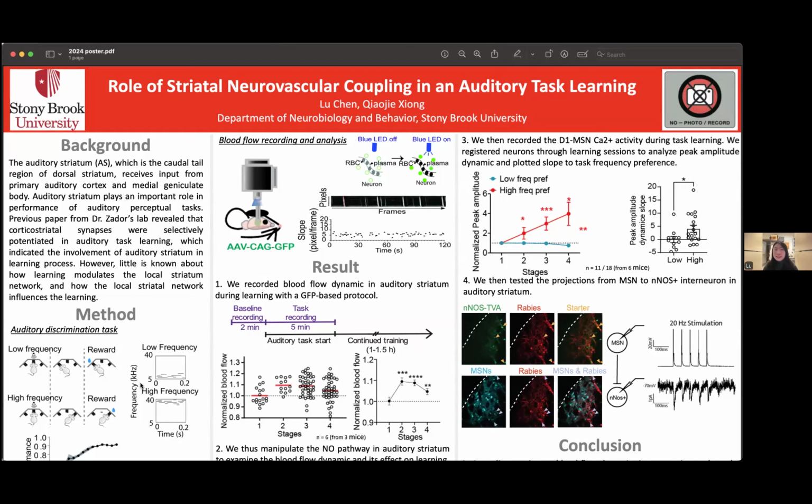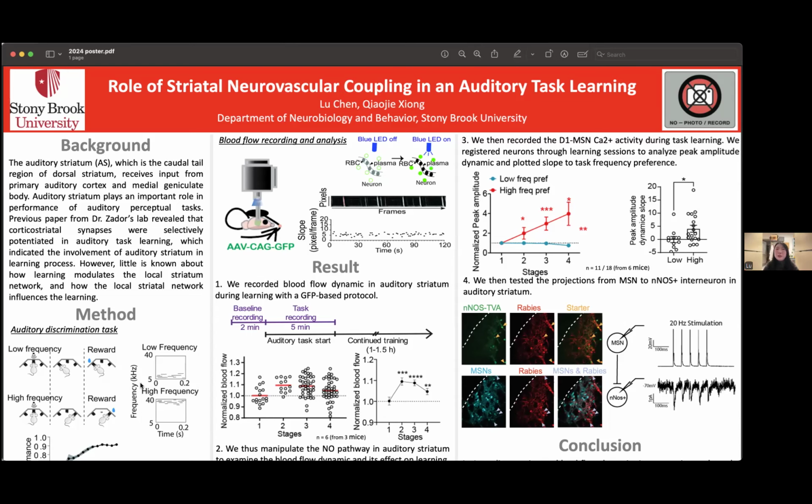The brain region I'm targeting is the auditory striatum. It's a specific part of the brain that receives input from the auditory cortex, which relays the auditory information. And it has output towards the downstream basal ganglia that's related to movement. So the striatum kind of serves as a hub between the sensory input and the movement outcome, transferring information between these two parts.